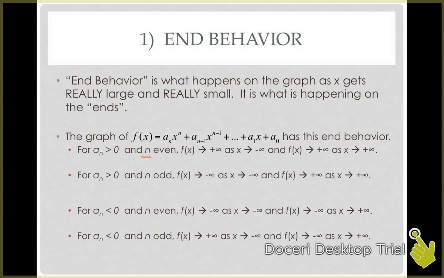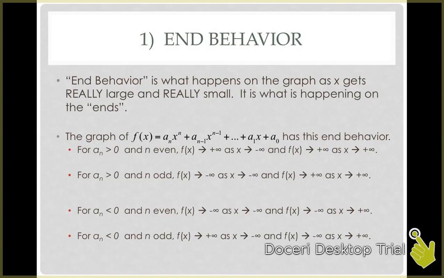Then they're also talking about n. And if you look in our general form, n just represents the degree of our polynomial. So the biggest exponent, usually on the very first term, if we have it written in standard form, that's what we're referring to when we talk about n. So we're interested in when is n even and when is n odd.